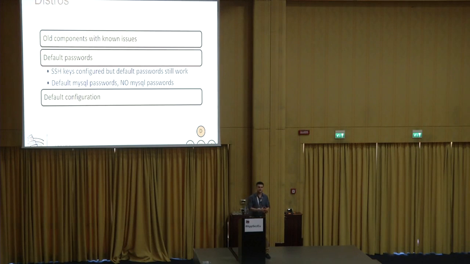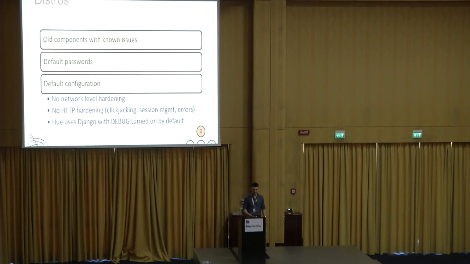OK, of course, we've got some other default configuration, like default passwords and SSH keys configured by default. We found default MySQL passwords in the small little interfaces, which are helping the bigger interfaces, but there were no MySQL passwords or default MySQL passwords. Of course, the default configuration has no network level hardening, and the HTTP security headers are mostly lacking. And as I mentioned, Hue uses Django with the debug turned on, so you can get a lot of information from the debug in Django.